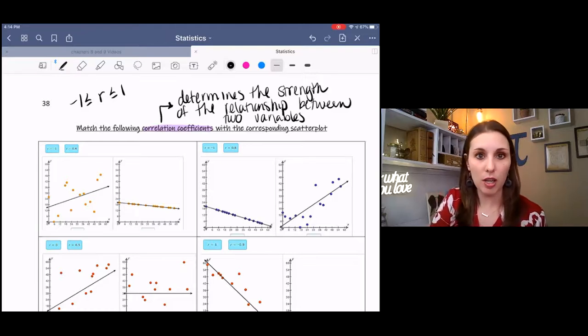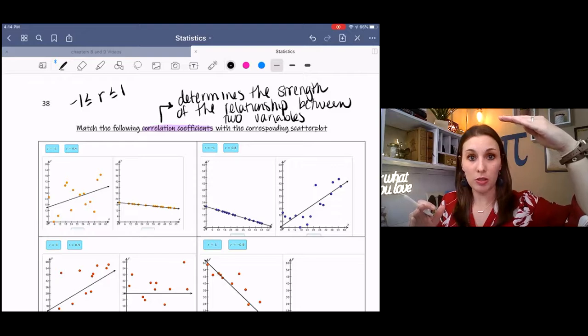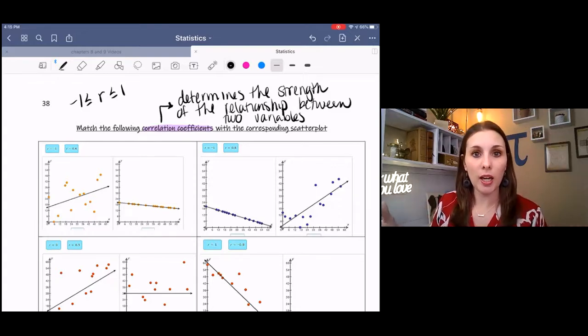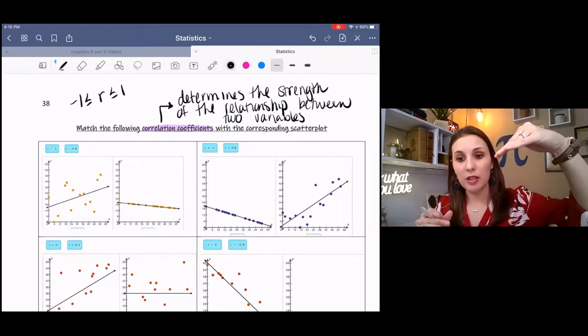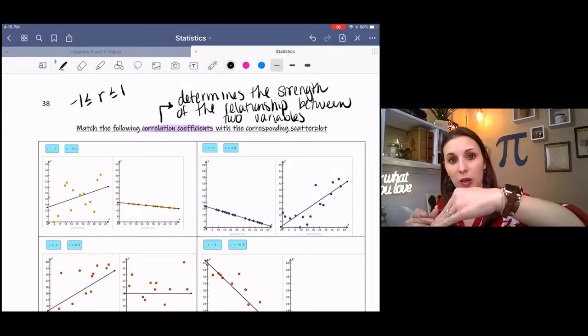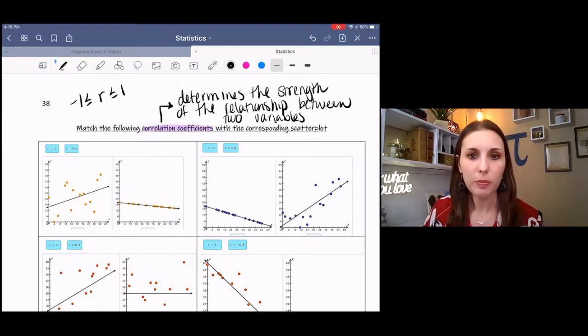So if we were talking about buying items at a store, this is not statistics, but the more items you buy, the more expensive your bill is going to be. Or if we're talking about rain in a barrel, the more time that passes, the less water there is in a barrel. So that's an inverse relationship. I gave two different examples there.